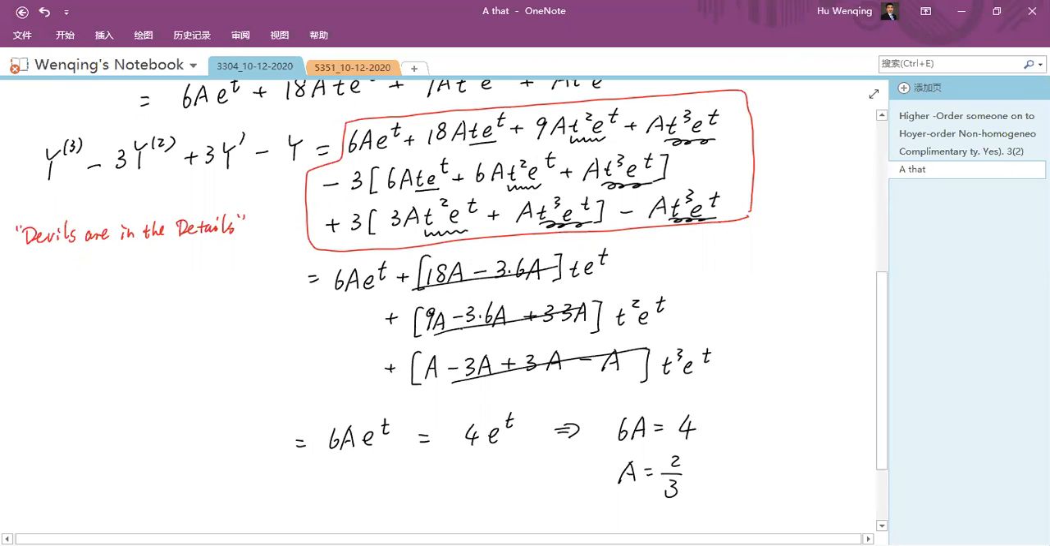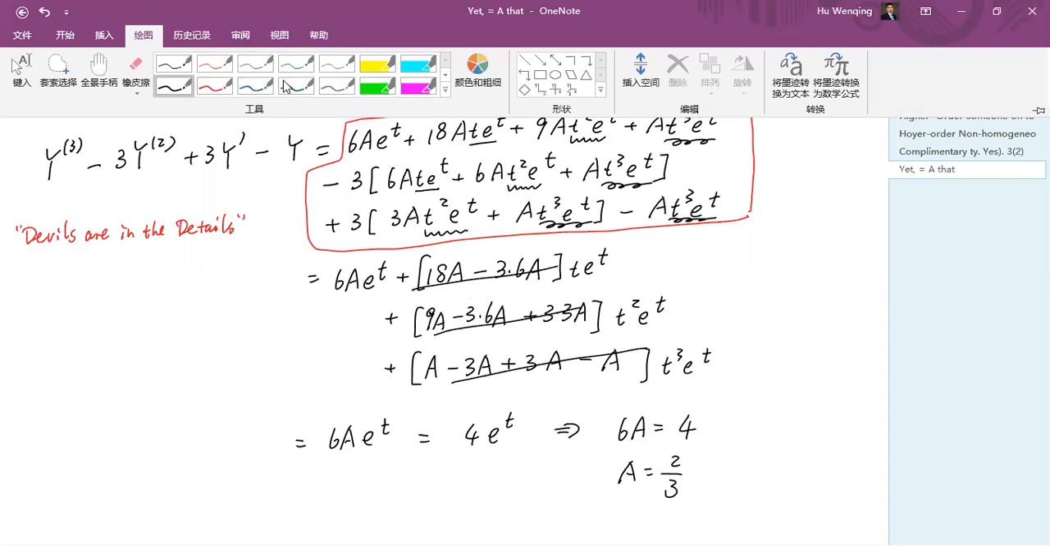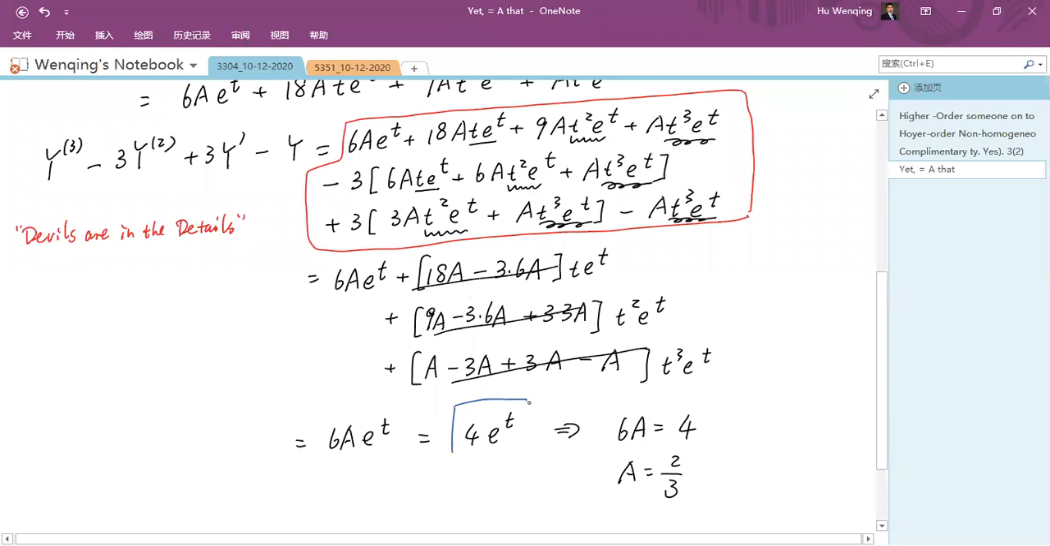why are all these terms 0? Can you see why? Well, the reason is very simple, because of the right-hand side. The original right-hand side is something like this. It doesn't have this t e^t, t cubed e^t, t squared e^t terms. They don't have this. If they don't have this, it means that even with the coefficients, you're not going to have all these terms.